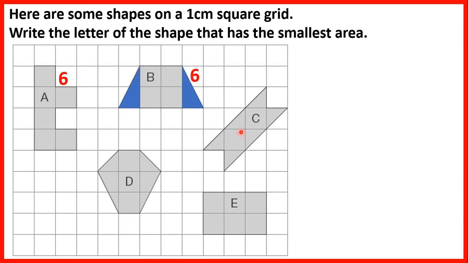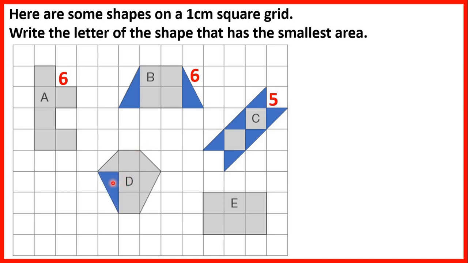For shape C, we have lots of half squares shaded, but remember 2 half squares will make 1 whole square. So we can count 1, 2, 3, and then we have 4, 5. So the area of C is 5 centimeters squared.